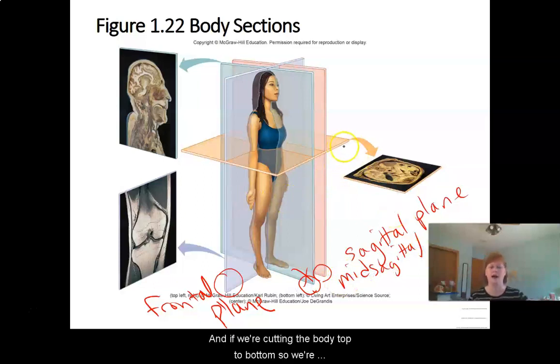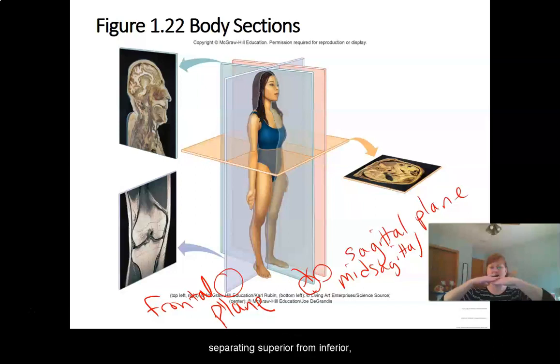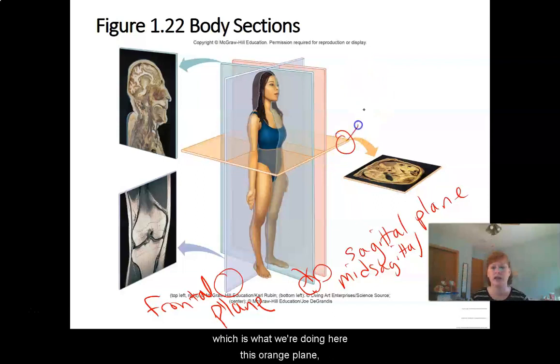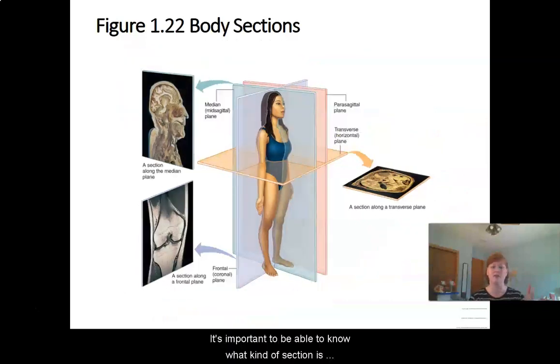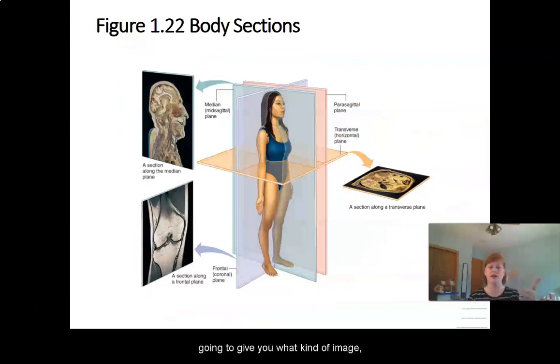And if we're cutting the body top to bottom, so we're separating superior from inferior, which is what we're doing here with this orange plane, then that is a transverse plane. So as you can see here, if I'm doing different CT scans or MRIs or X-rays, I'm getting different cuts or different planes of dissection. It's important to be able to know what kind of section is going to give you what kind of image, because if you're doing some kind of imaging, you need to know what you're looking for and what's going to be the best view to find that.